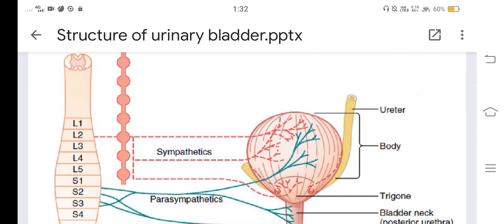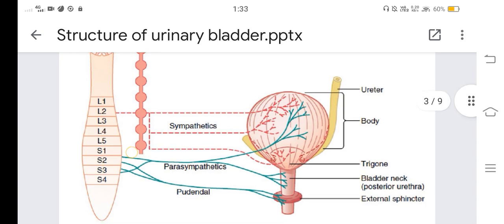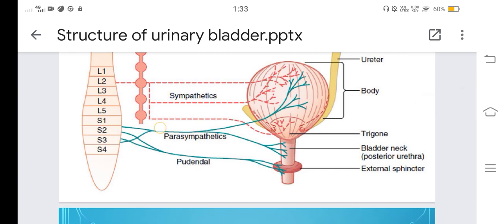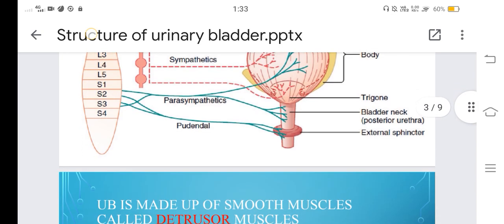So this picture we have already seen. Sympathetic nerves are connected to the ureter and body region and into the trigone, while parasympathetic nerves are connected with the body, ureter, trigone, along with the bladder neck. But pudendal nerves only connect with the external sphincter. So ureter, body, trigone, bladder neck or posterior urethra, then external sphincter, these are the regions.